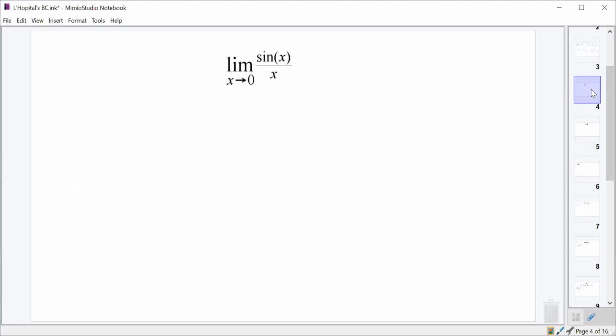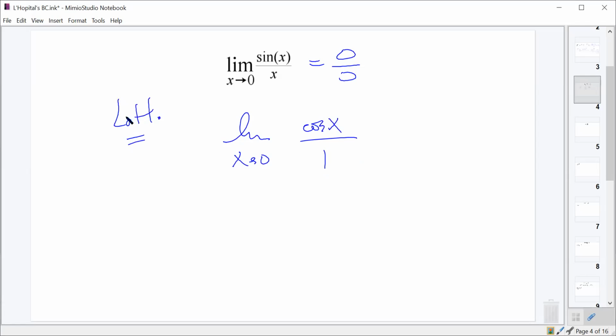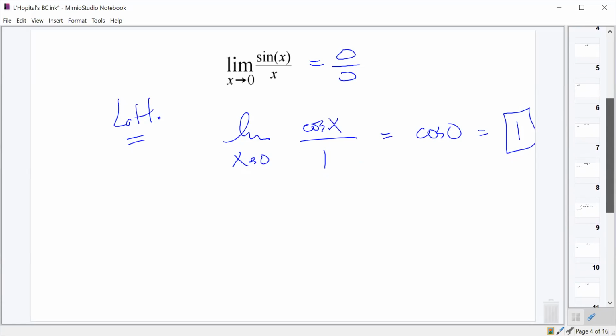This one's nice, right? It's really a pain if you have to do it without using L'Hopital's rule, but using L'Hopital's rule, since this is 0 over 0, this just becomes a limit as x approaches 0 of cosine x over 1. Should write that I'm using L'Hopital's rule, and that just gives us the cosine of 0 or 1. Right? Remember, that's one of the ones we need to have memorized. Good or no?